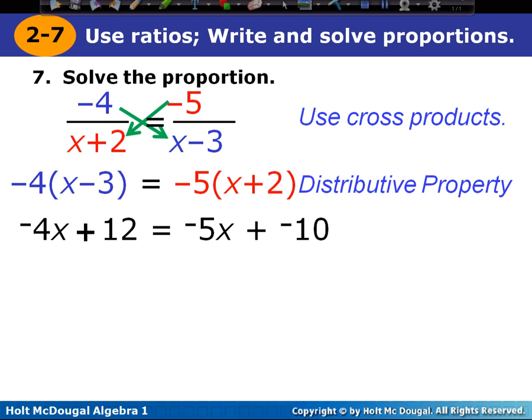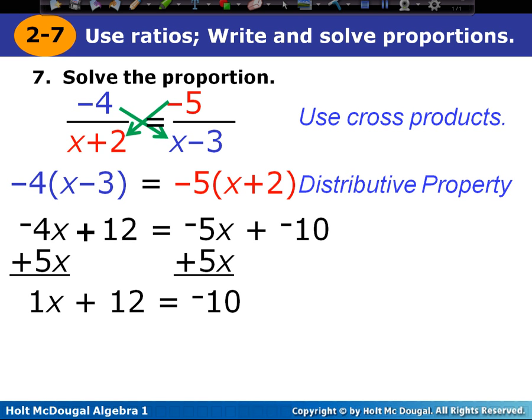This time it's a little bit more complicated to work out because we have x's on both sides, but it's not anything that we haven't already been doing in Chapter 2. So we're going to go ahead and add the 5x to both sides and get 1x plus 12 equals negative 10. We're going to subtract 12 and get x equals negative 22. So go ahead and make sure that you have all of this copied, and we are going to check it.